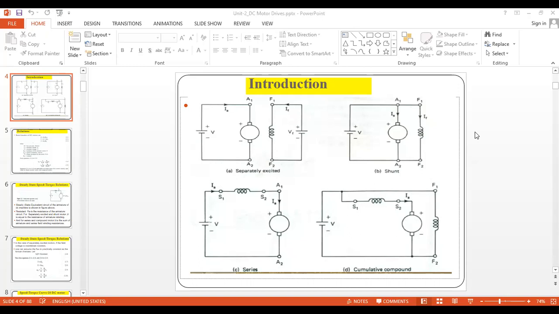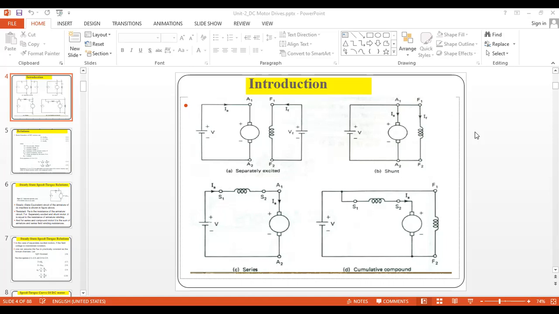Today we will continue our topic, that is the DC motor drive. In the previous class we discussed the syllabus topics and content of the second unit for the subject PECD, and in that we started the introduction about the DC motor drive. What are their specifications? Now in this lecture we will continue from the previous lecture.